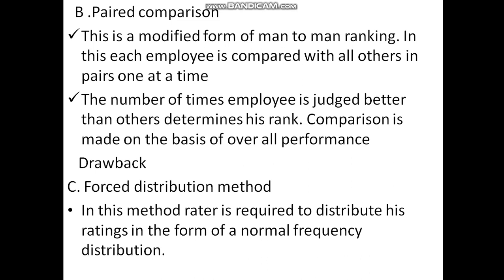The third one is the forced distribution method. In this method, the rater is required to distribute his ratings in the form of a normal frequency distribution. The purpose is to eliminate the rater's bias of central tendency. This method is simple to understand and easy to apply.